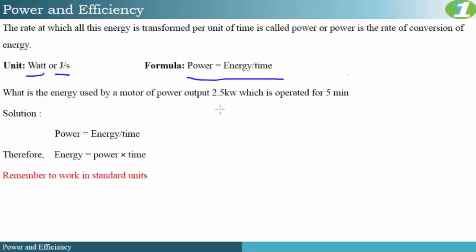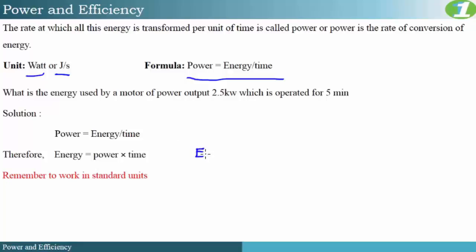So to show the direct link between power and energy, let us go ahead and apply this equation to a question. Our problem is, what is the energy used by a motor of power 2.5 kilowatts, which is operated for 5 minutes? So we start with our original formula for power, which is energy over time. If power equals energy over time, therefore energy would be power multiplied by time. And you're also being reminded here to work in standard units. So let us go ahead and do that now.